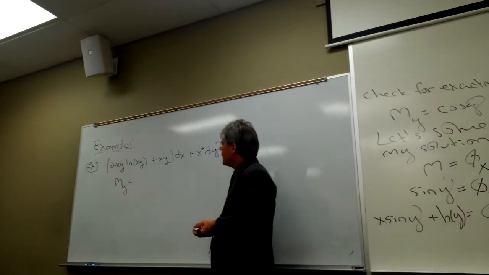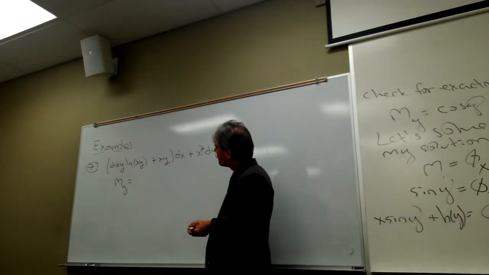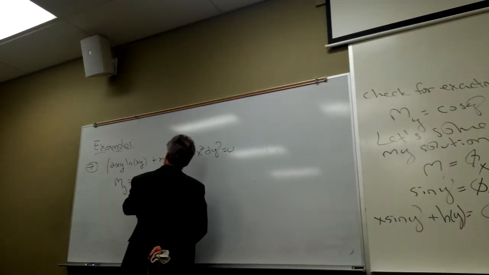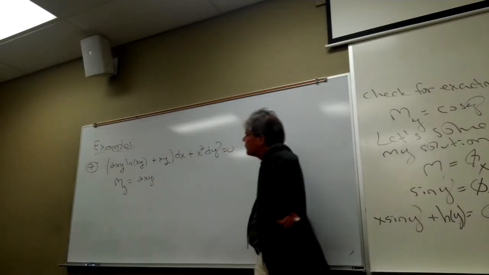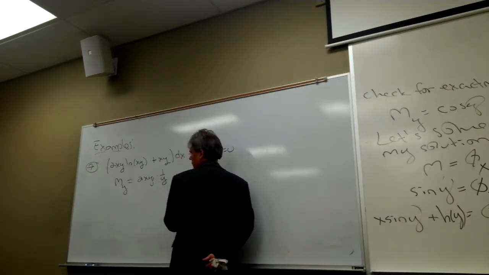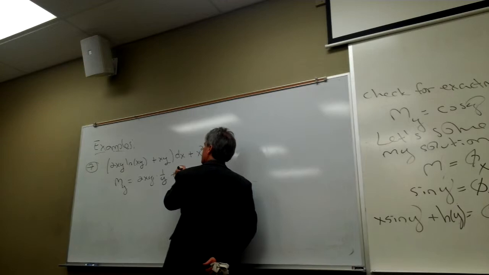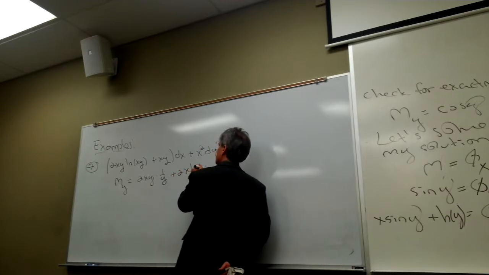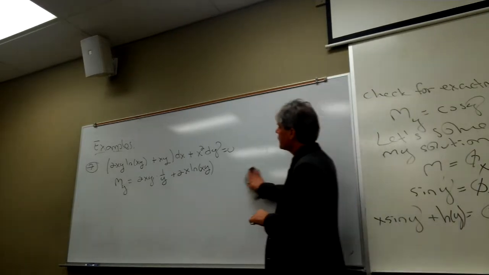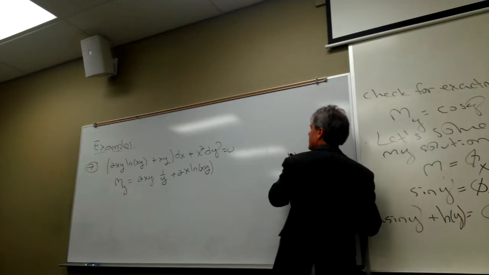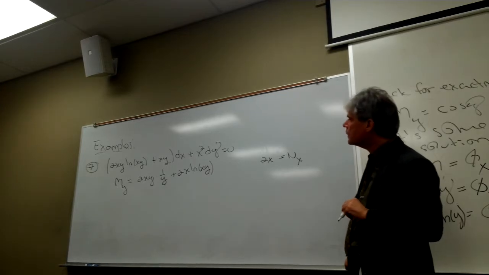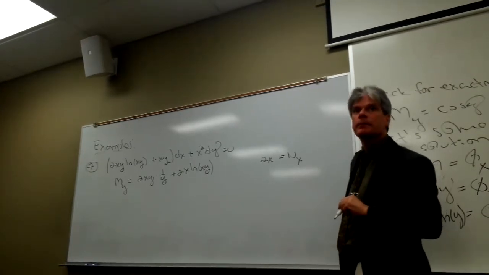Here too, you guys always make me do the work. It is a product. So I did the first times the derivative of the second with respect to y, plus the second times the derivative of the first. And if I differentiate my N with respect to x, I get, holy cow, not even close. Shoot. I guess it's not exact.